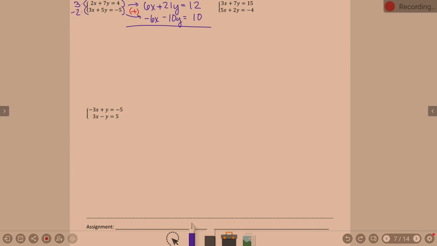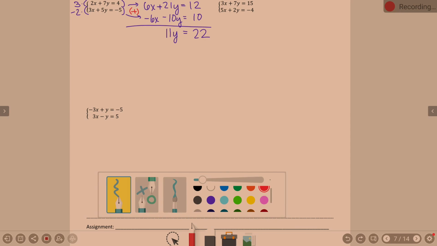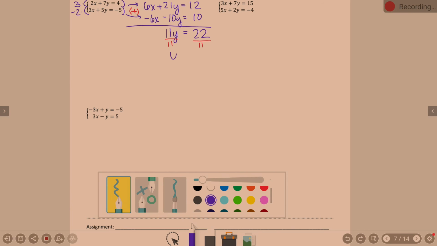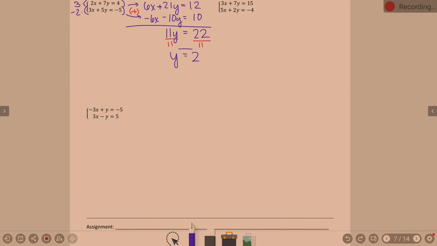21y plus negative 10y is 11y. Carry down your equal sign. 12 plus 10 is 22. The obvious step of solving here, right? Divide. If it's 11y equals 22, divide by 11. And y is 2.